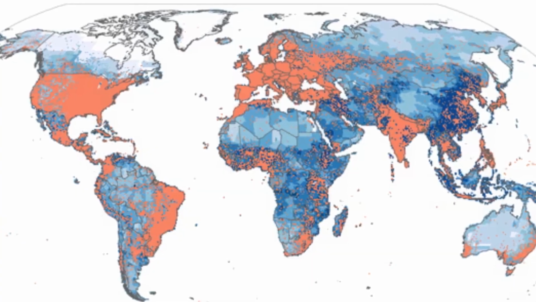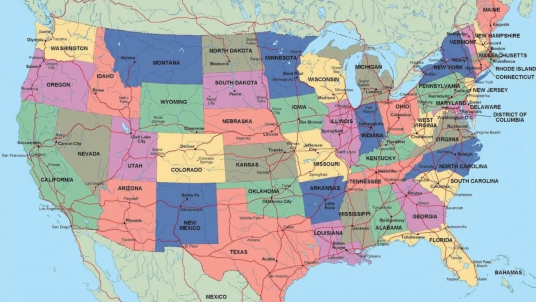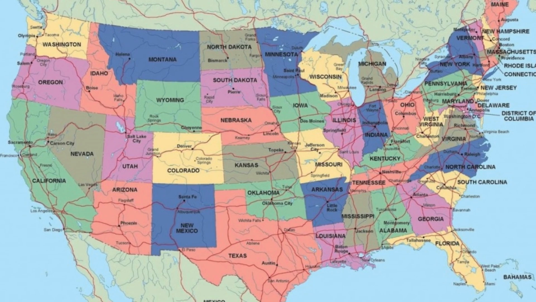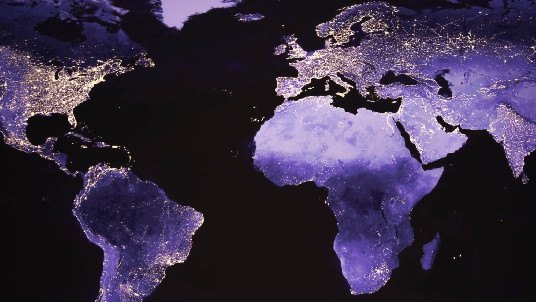Understanding these biases is crucial for interpreting maps accurately and critically. Whether it's the choice of projection, the level of detail, or the cultural and political influences, cartographic bias can shape our perception of the world.